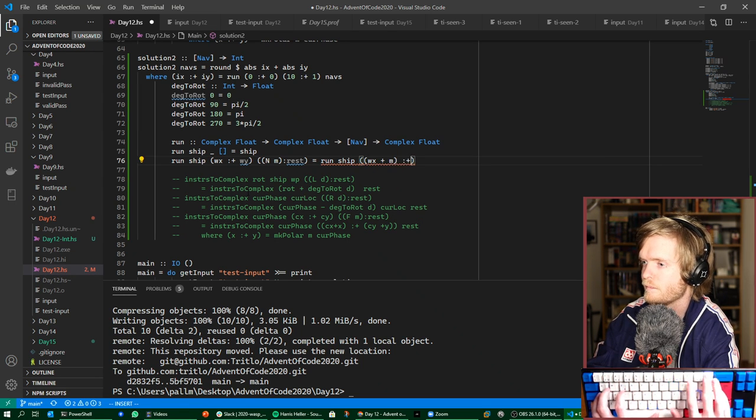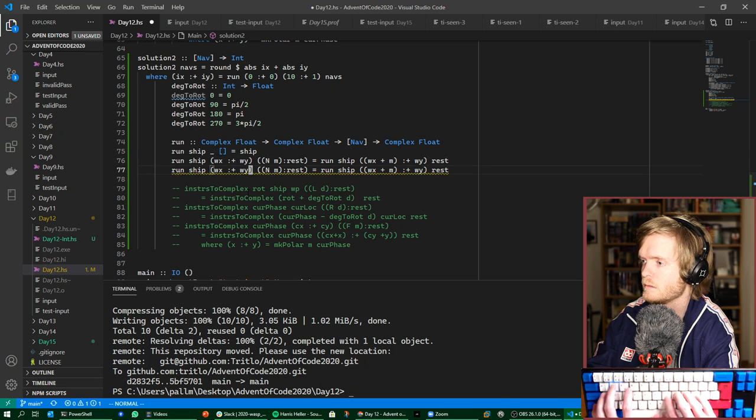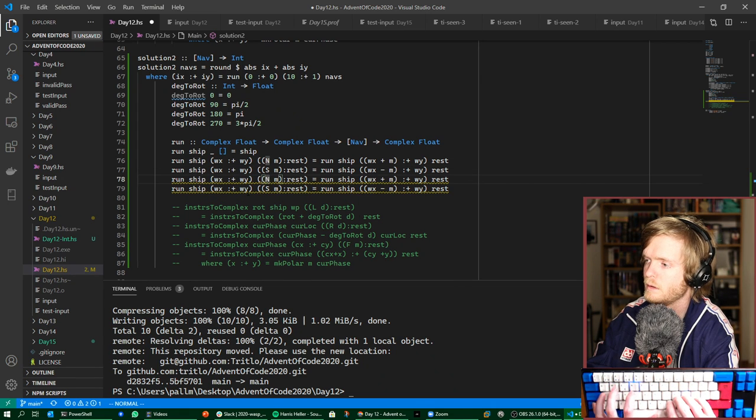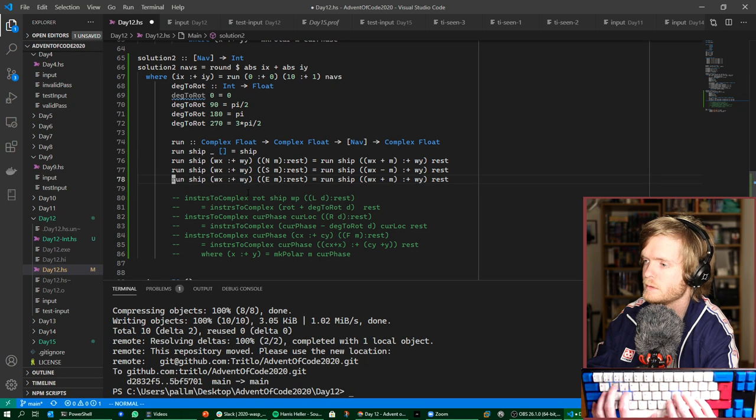VX plus M plus VY rest. Okay, now for south, we will move the waypoint south. For east, oh, let's do east first. No, this is wrong. This is east and this is west and this should be north. North magnitude, that should add to the y coordinate. Y plus m.